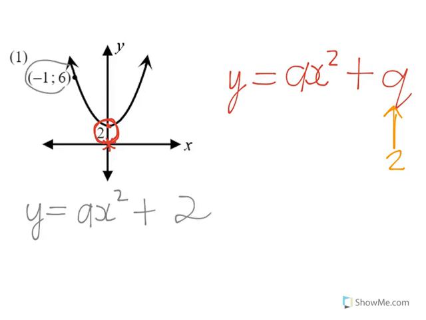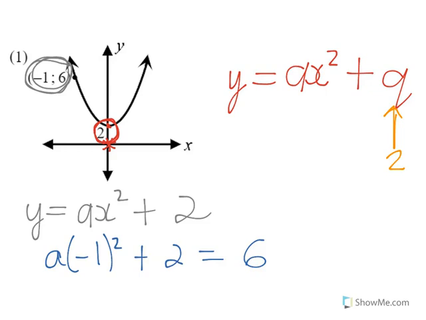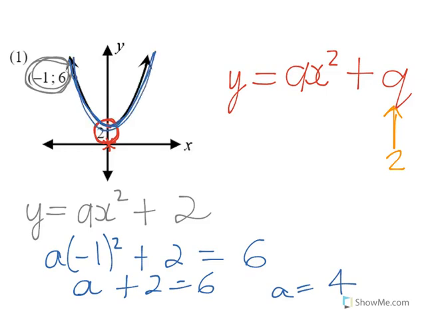And then, of course, I can use this point to figure out what a is, because this is an input-output pair. When my input is negative 1, my output is 6. And I can solve for that. So minus 1 squared is just 1. So I've got a plus 2 is equal to 6, which means that a must be equal to 4. And that makes sense. I've got a smiling parabola, so it makes sense that a is a positive number. And so then the equation of your graph would be y is equal to 4x squared plus 2.